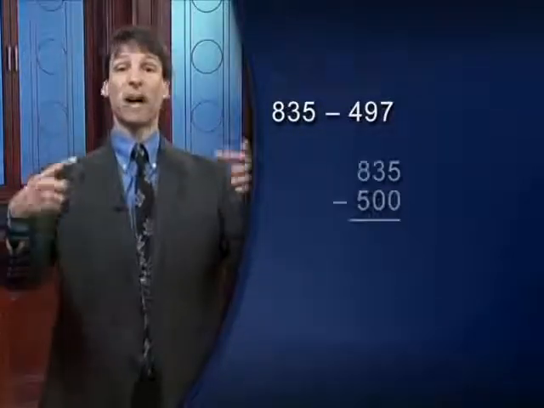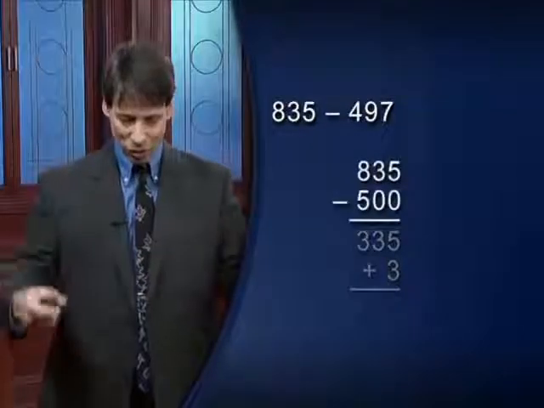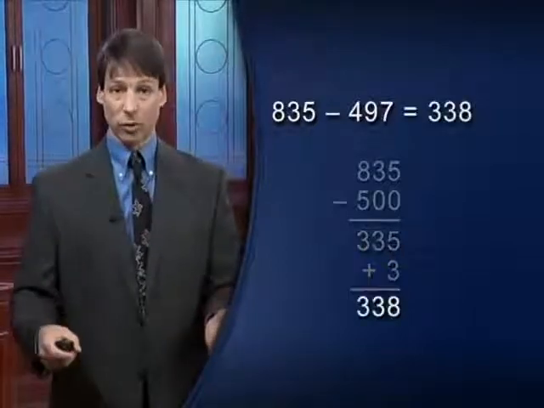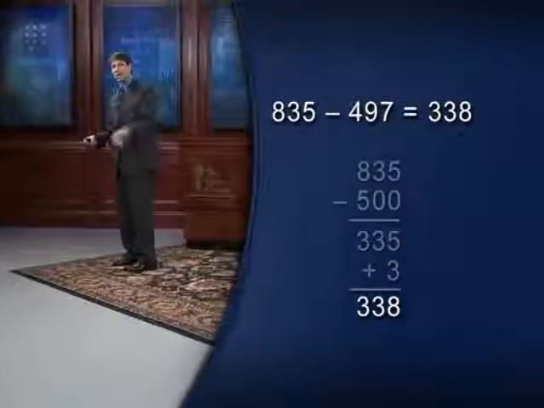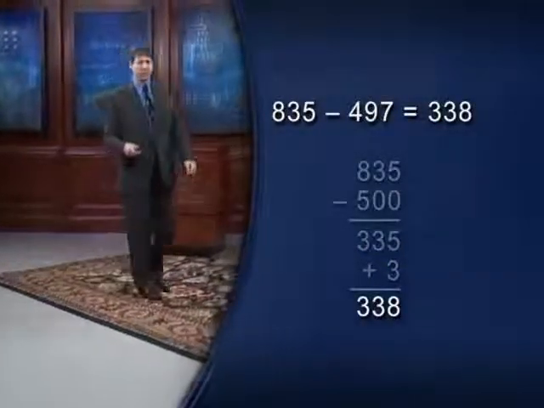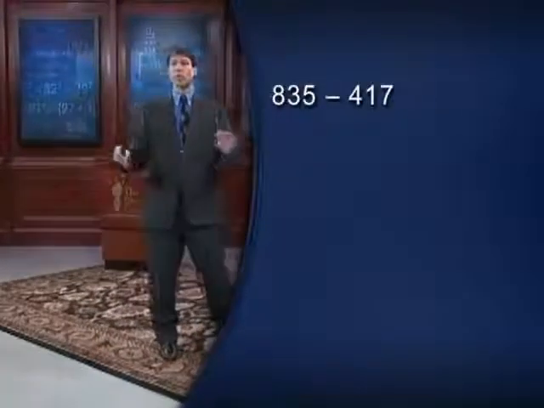Again, not fun to do on paper, but it is fun in your head, because 497 is simply 500 minus 3. So to subtract 497, we'll subtract 500, then add back 3. Okay, so 835 minus 500 is 335, and now we add back 3 to get 338.